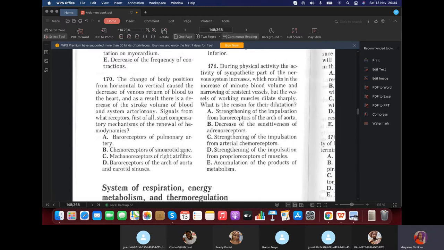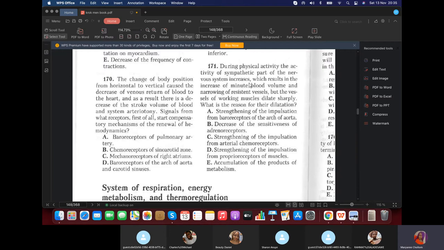During physical activity, the activity of the sympathetic part of the nervous system increases. Okay, it makes sense because they want to redistribute the blood to the main organs that need it, which results in the increase of minute blood volume and narrowing of the vessels. But the vessels of the working muscle dilate sharply. What is the reason for the dilation? Good, I love why they put this at the last part. Yes, I did tell you that. If, for example, a lion is chasing you, in a sympathetic state, you will normally have vasoconstriction and an increase in the blood volume and heart rate. Your blood pressure needs to be high. However, it's not in all cases. I told you that. When you want to think about the sympathetic, you don't just think hyper for everything.